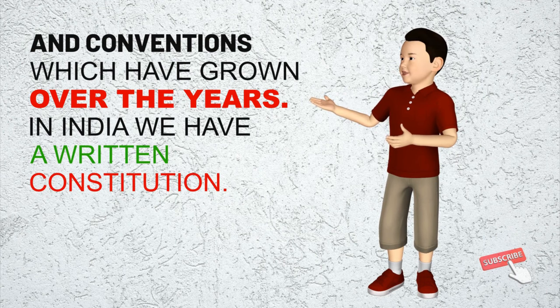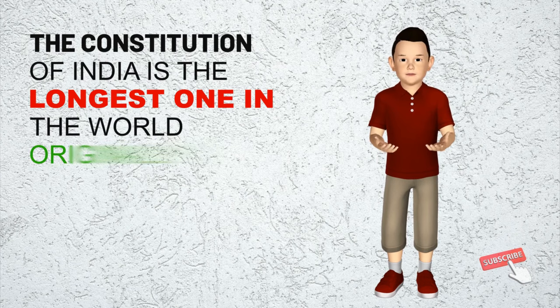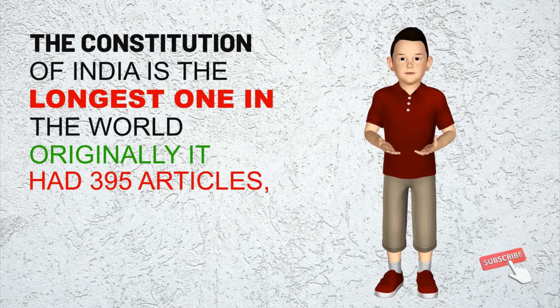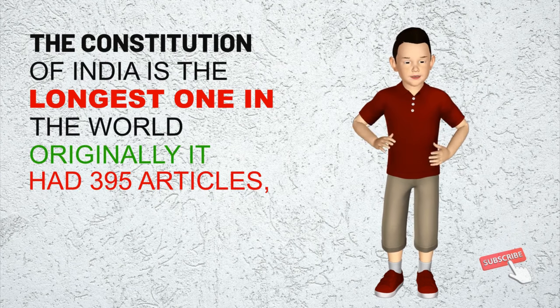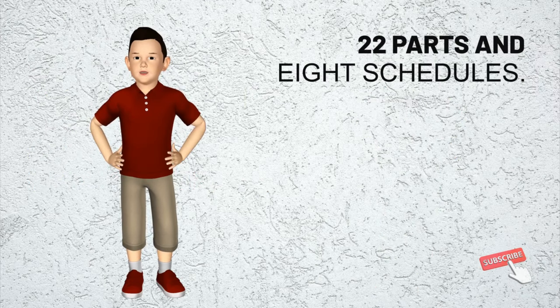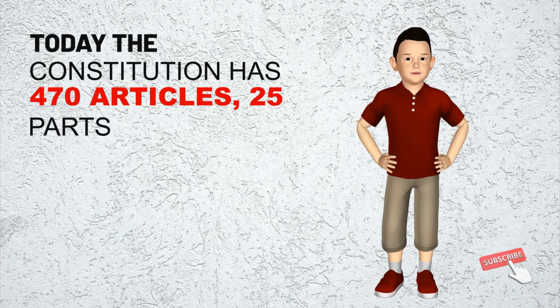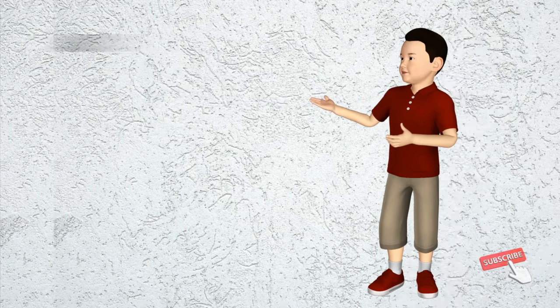In India we have a written constitution. The Constitution of India is the longest one in the world. Originally it had 395 articles, 22 parts and 8 schedules. Today the Constitution has 470 articles, 25 parts and 12 schedules.